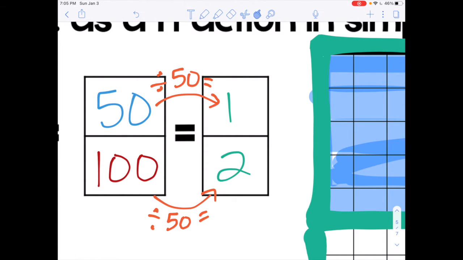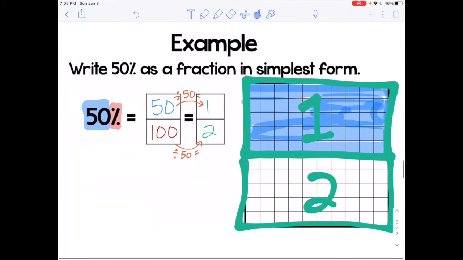Right? And if you want to see where the 50 is in the grid, there are 50 parts. There are 50 little pieces in each part. There's 50 white pieces in that second bottom part, and there are 50 blue pieces in that top first part.